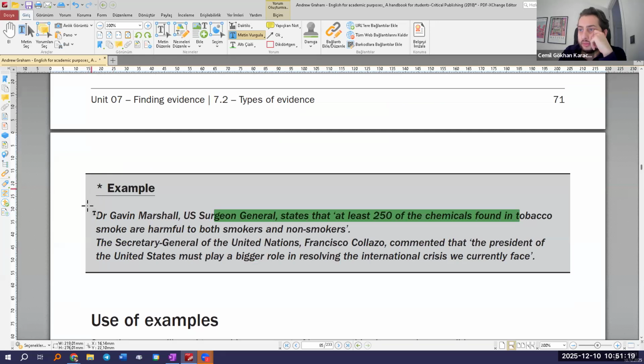For example, Dr. Gavin Marshall, U.S. Surgeon General, states that at least 250 of the chemicals found in tobacco smoke are harmful to both smokers and non-smokers. The Secretary General of the United Nations, Francisco Collazo, commented that the President of the United States must play a bigger role in resolving the international crisis faced.